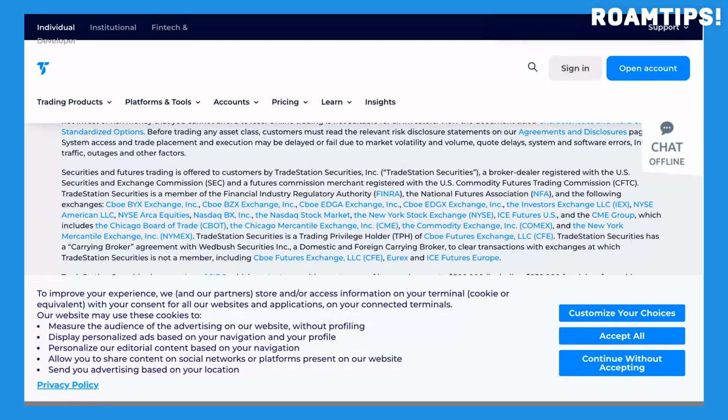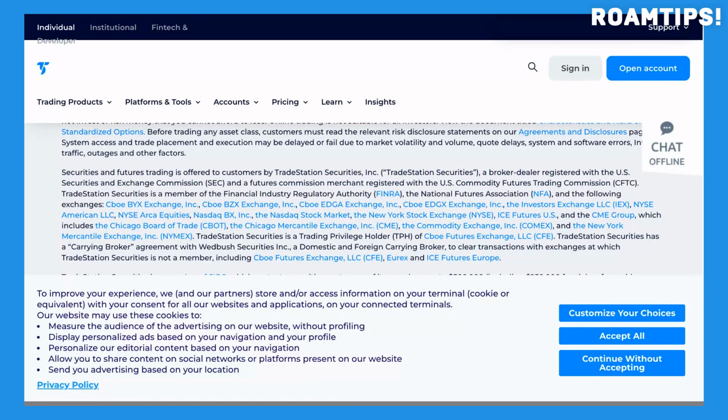The platform is available across multiple devices, including desktop, web, and mobile, enabling traders to access their accounts and manage their trades from anywhere. TradeStation is committed to providing a seamless trading experience with robust tools and comprehensive resources for traders of all levels. Whether you're just starting your trading journey or a seasoned professional, TradeStation offers a platform designed to meet your specific trading needs and enhance your overall trading performance.